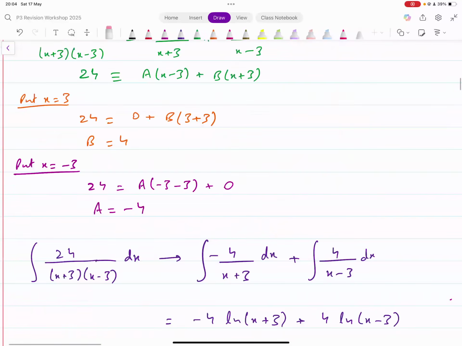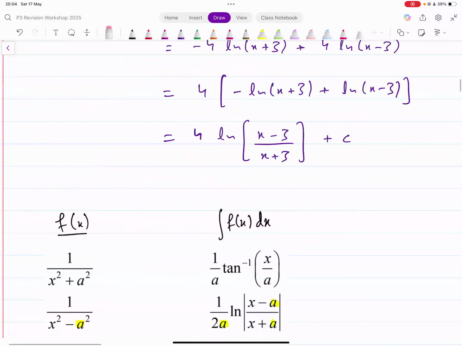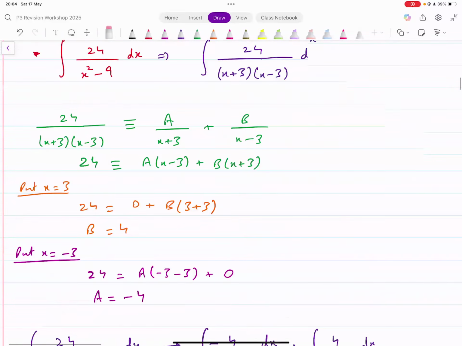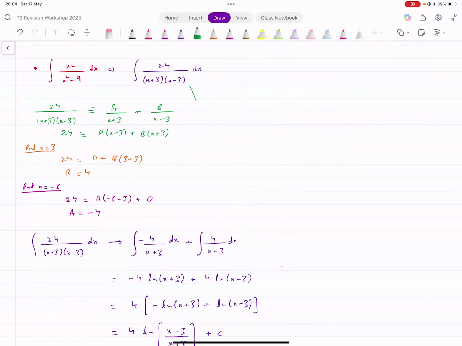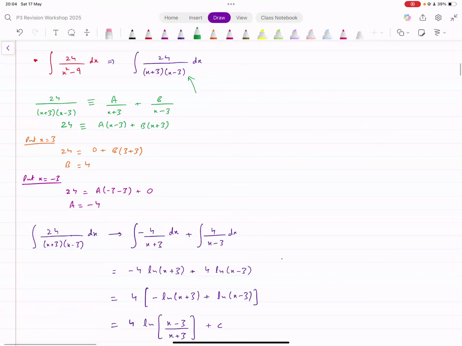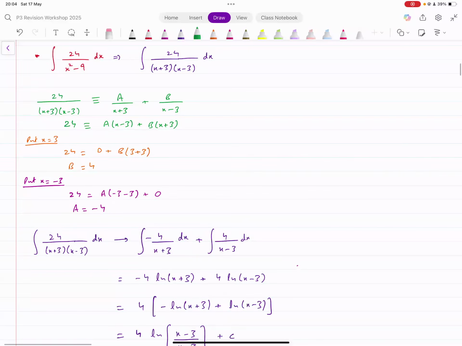Now, if you had something like this, 24 over x squared minus 9, for instance, we saw that we could factorize the denominator using a squared minus b squared. That will be a plus b into a minus b. It could be factorized like this. And then we could use partial fractions in this.